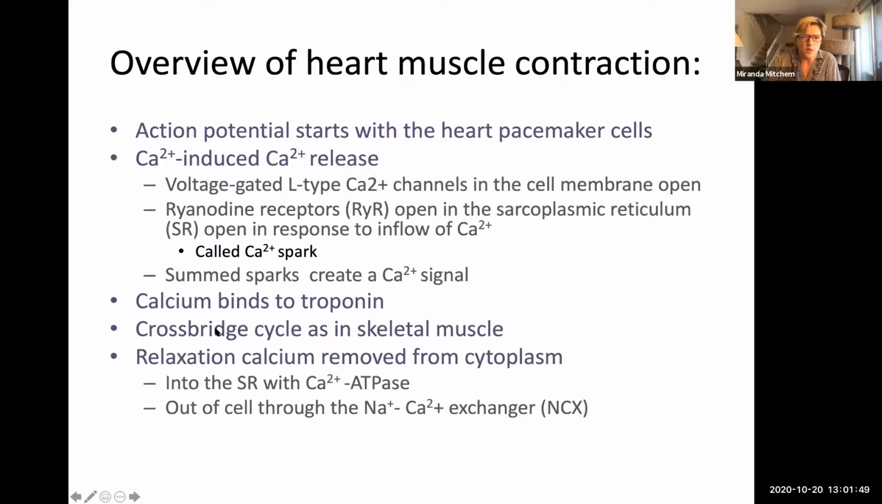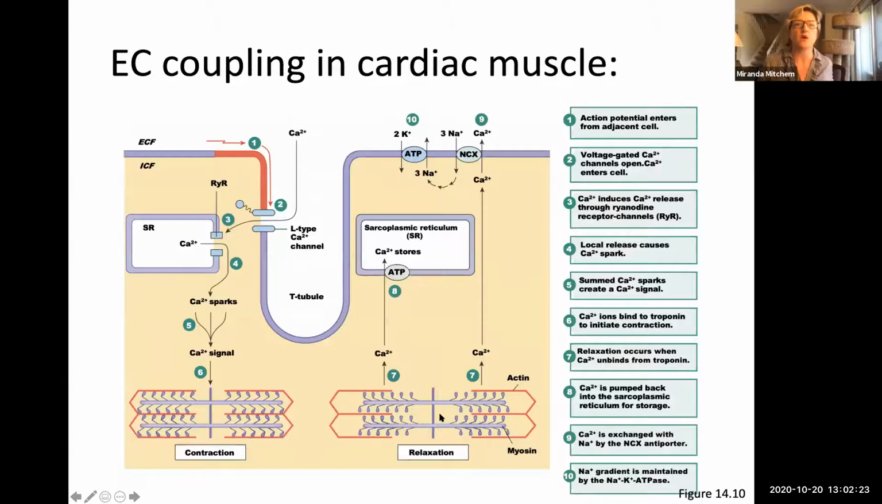And the cross-bridge cycle is pretty similar to what we saw from this point forward in skeletal muscle. Now we'll look at the differences. We've got another pump that we haven't learned about yet. So we have a calcium pump, which we saw with skeletal muscle, to get our calcium back into the sarcoplasmic reticulum. But now we've got the sodium calcium exchanger. Let's take a look as we go through.